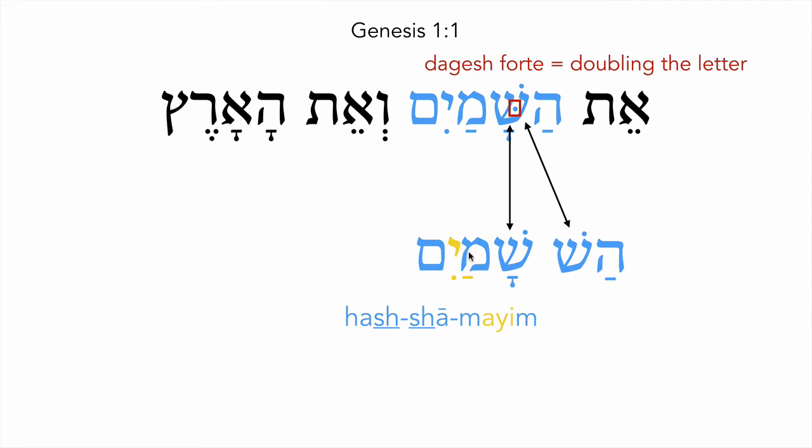Now that looks like a lot for one vowel, right? Well, this is one of the two common diphthongs, which means two vowels that count as one vowel. You'll see this in chapter 3. There's really just two, and you'll get used to them because they're pretty common. Hashamayim. When you say it, you don't really exaggerate the two shins. Hashamayim.